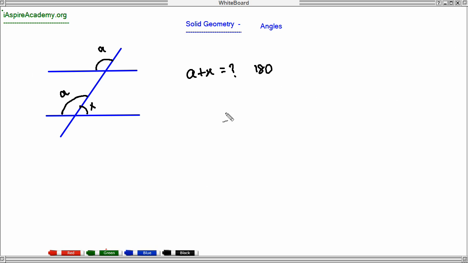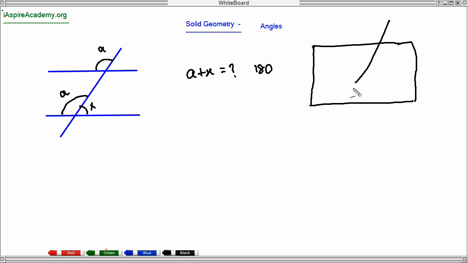Now let's do a second problem. Let's say we have a rectangle, and let's say we have a line crossing through the rectangle, and here is, let's say, X, this angle is Y, and let's say this angle is Z, and this angle is W. So we have to express Y in terms of X, W, Z.